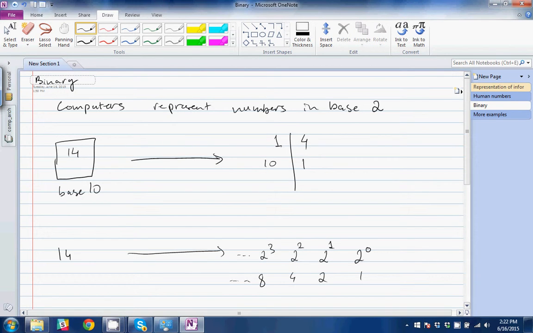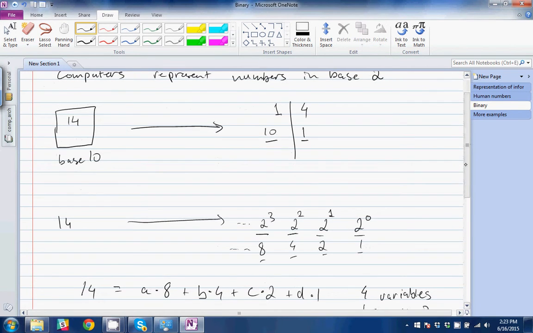Computers represent numbers in base 2. What base 2 means is that instead of having a ones place and a tens place, we're going to have a place of 2 to the 0, 2 to the 1, 2 to the 2, 2 to the 3, so on and so forth. So the place values are in fact 1, 2, 4, 8, 16, 32, 64, so on and so forth.